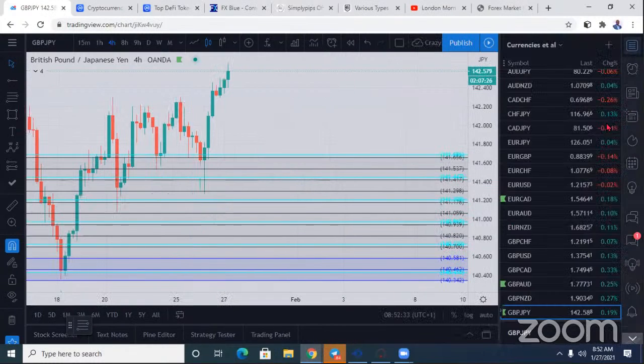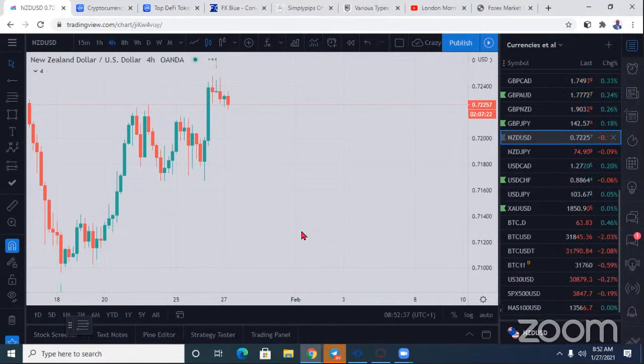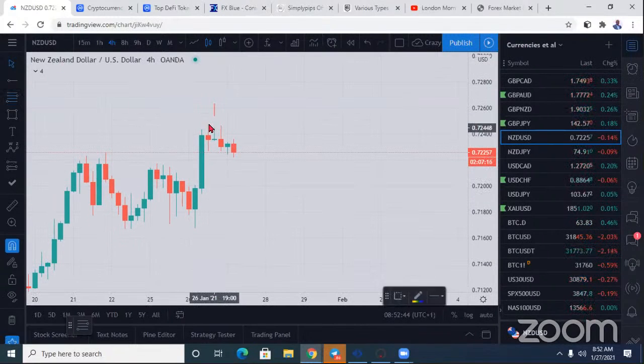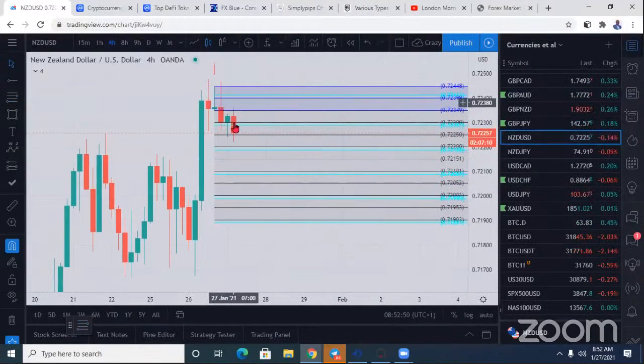Let's wrap this up now. NU is a sell. We have a sell there. NU is a sell. It has hit TP1 from the tip.